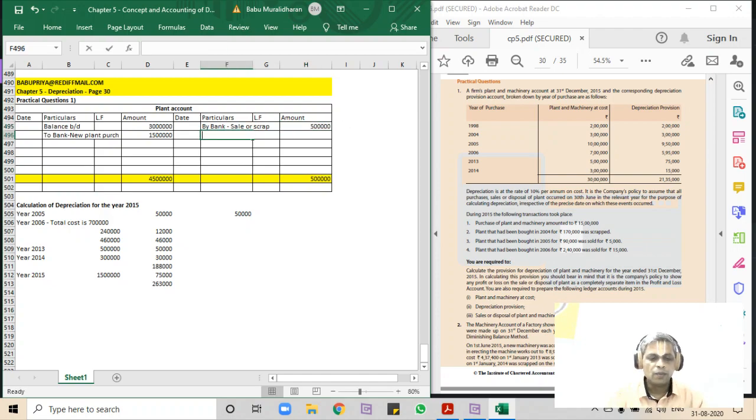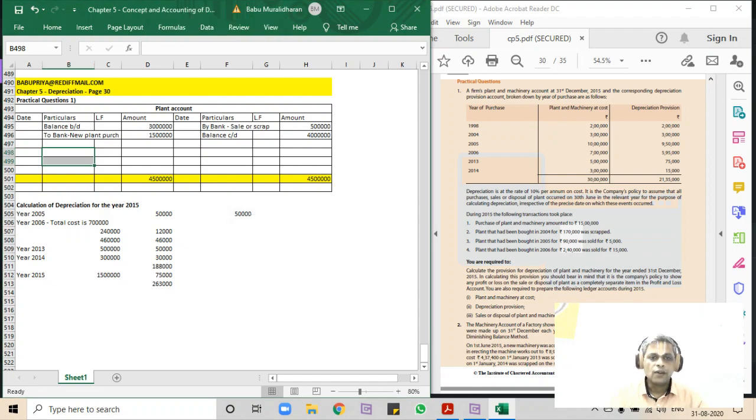So balance carried down, or the end balance of plant, is equal to 45 lakhs minus 5 lakhs, which is equal to 40 lakhs. That is going to be the end balance of plant account. Because plant is calculated at cost, we have to just take it at the cost value, 40 lakhs. So the balance of plant account will be 40 lakhs.